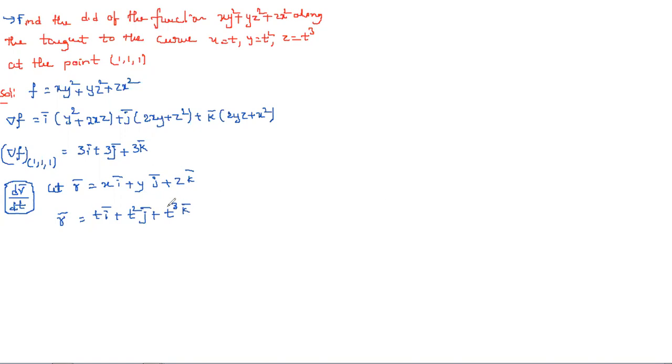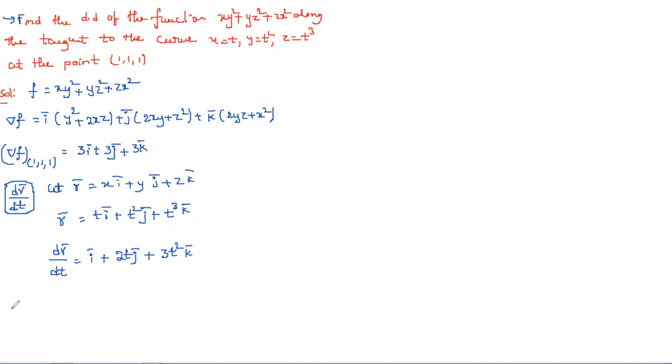T cubed. And now what we require is dr bar by dt. So it means we need to apply the derivative of this with respect to t. Then what we'll get? The t derivative is 1, plus t squared derivative is 2t, plus t cubed derivative is nothing but 3t squared.